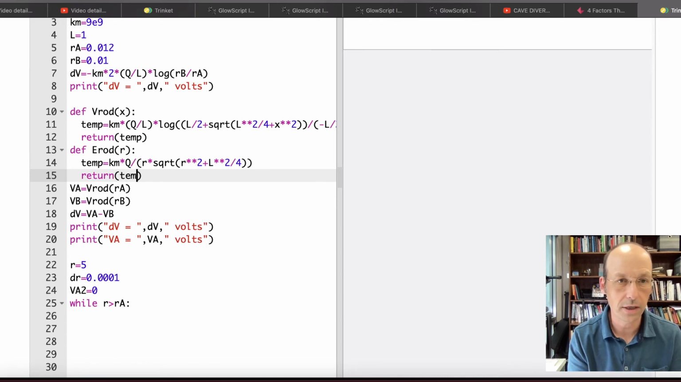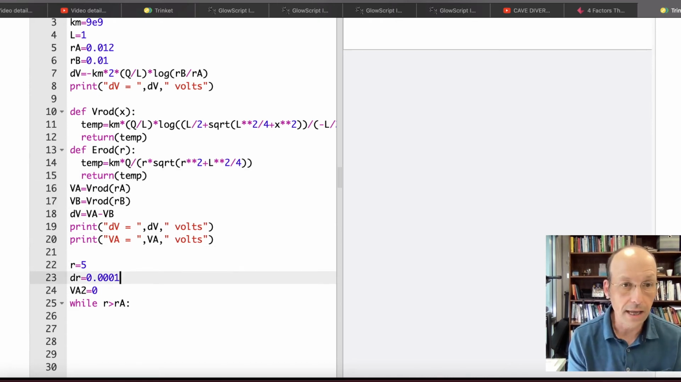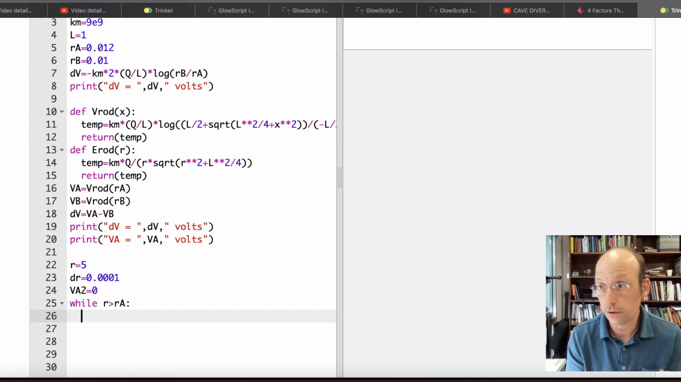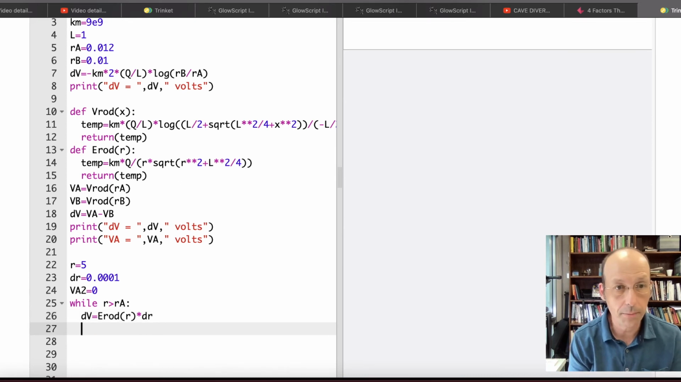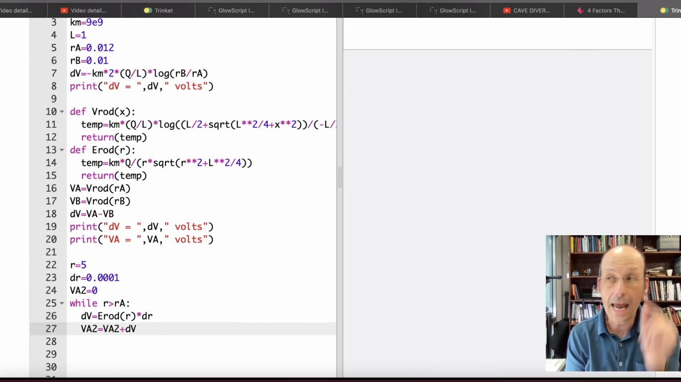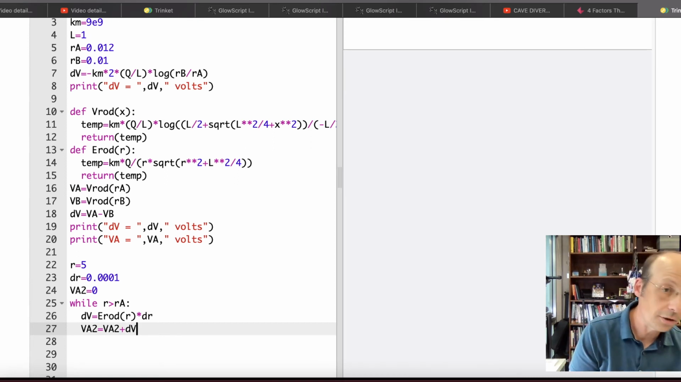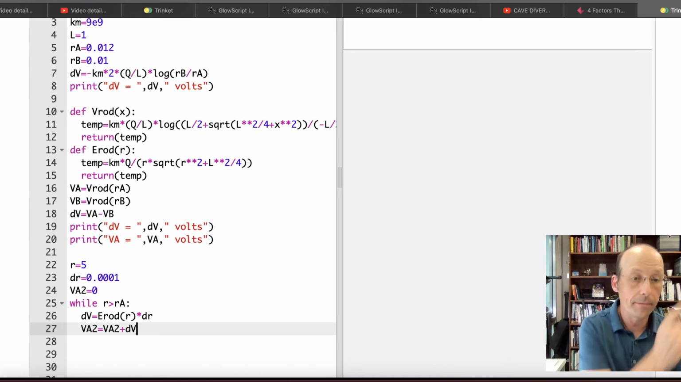That way I don't have to type that equation in, even though it's not a big deal. So now the first thing I'm going to do is calculate the change in potential. I can say dV equals the electric field, which is E rod at R, times dr. And did I say that was positive? I did say it was positive. Now I'm going to say VA2 equals VA2 plus dV. So I'm adding that little piece that I just calculated onto my total potential as I go up.